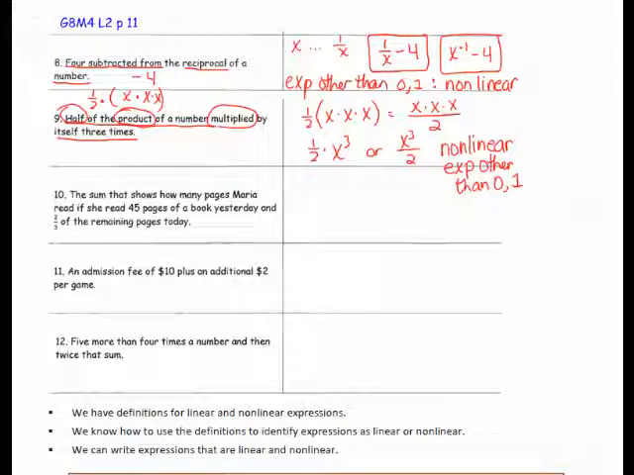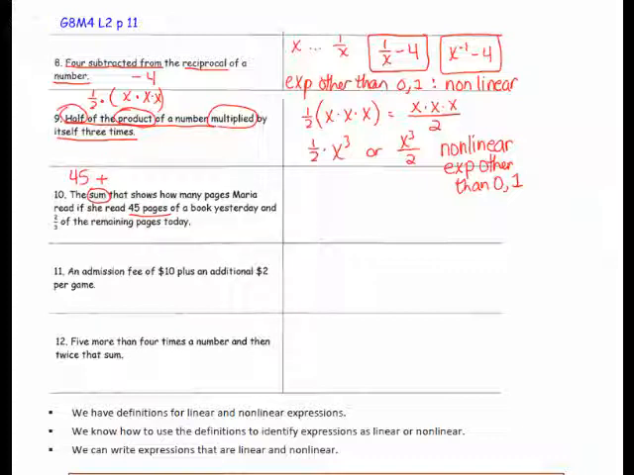Pause the video and complete problem 10. The sum shows how many pages Maria read, if she read 45 pages of a book yesterday and 2/3 of the remaining pages today. Sum means that we're going to be adding. We're going to add the pages she read yesterday and today.